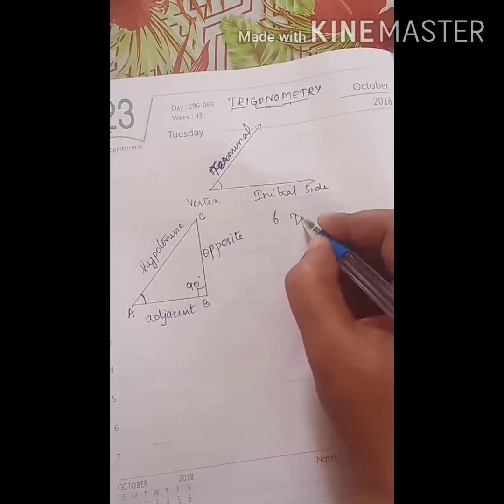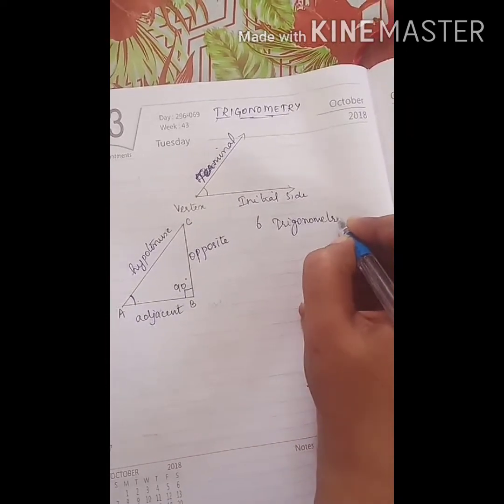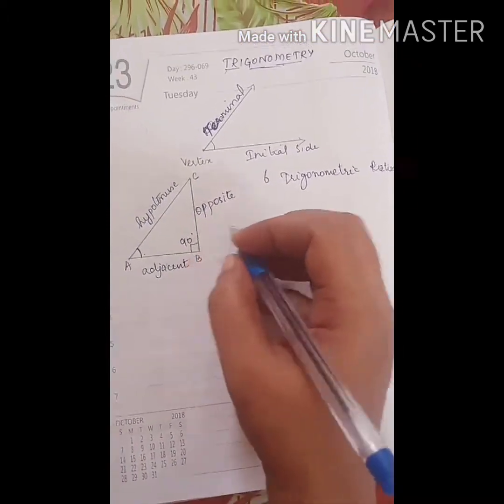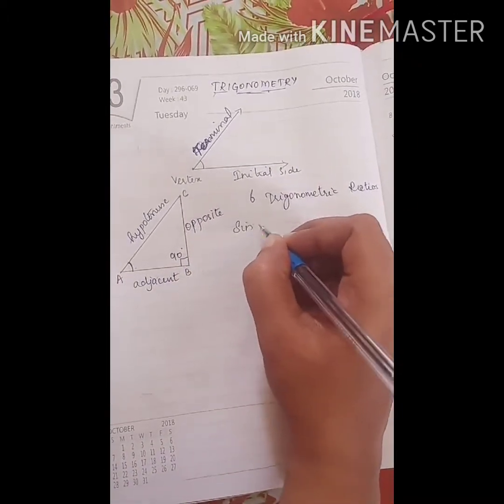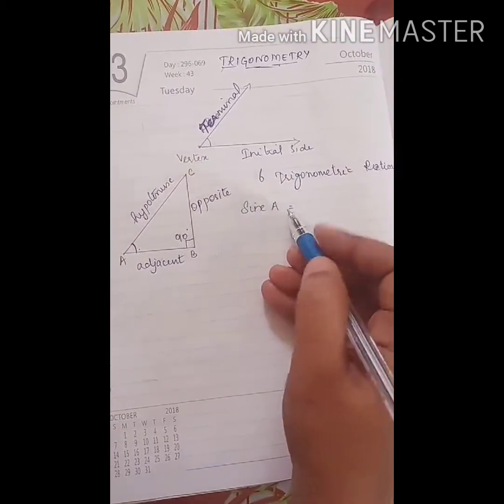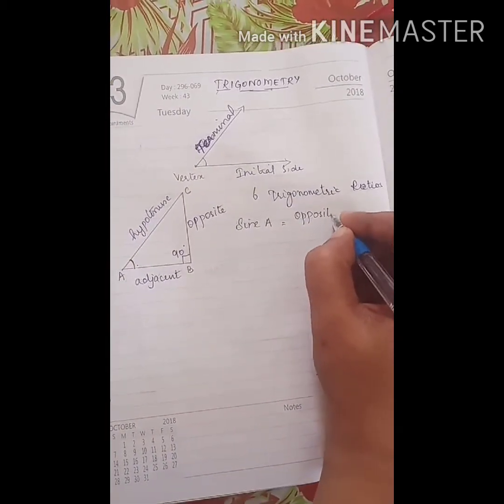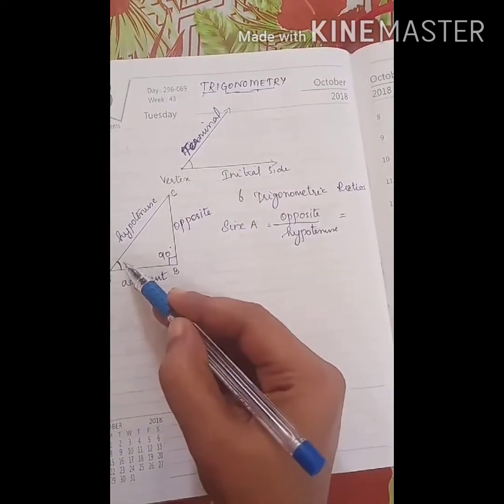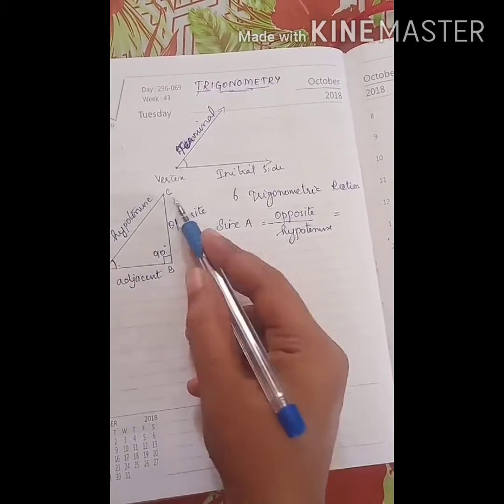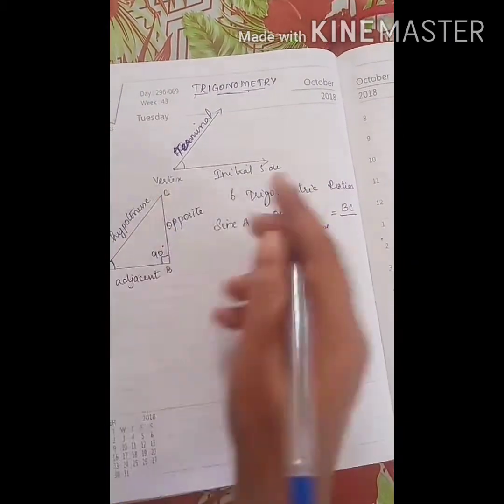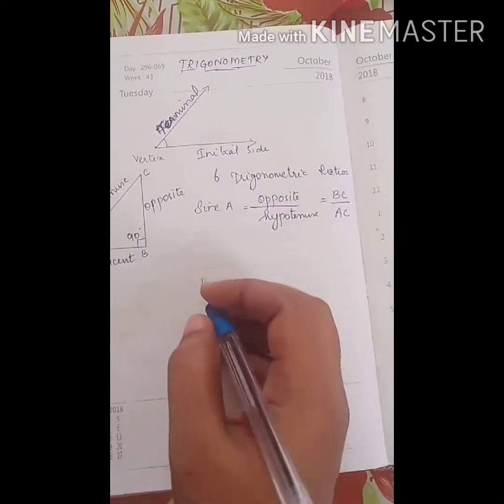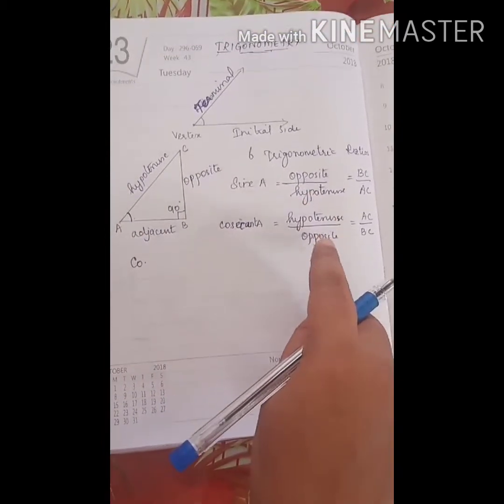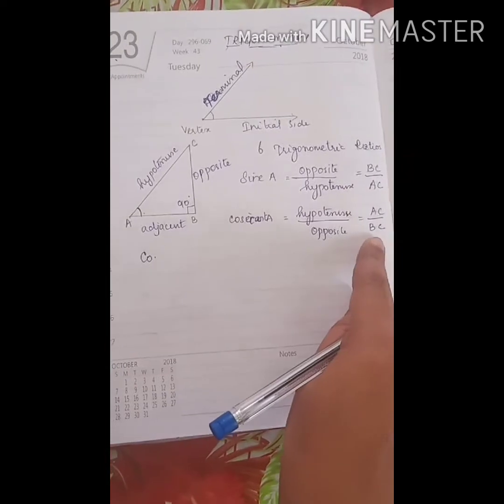Here we have 6 trigonometric ratios. What are those, and how do we write them with respect to the sides? First is sine A. Sine A is opposite side by hypotenuse. The opposite side is BC and the hypotenuse is AC. Next, the reciprocal of sine A is cosecant, that is hypotenuse by opposite, AC by BC.